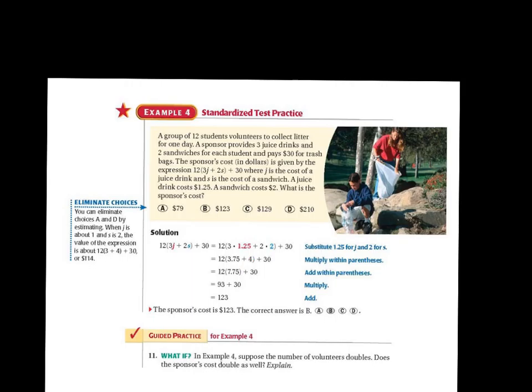Okay, so we still need to do our parentheses first, so our 3.75 plus 4, that's 7.75, and then we can multiply our 12 times 7.75, because multiplication comes before addition. Okay, so they're saving us the steps here. So 12 times 7.75, that's 93, plus our 30 gives us $123. So we can go back in, we can see that 123, that was option B, and you can see they've shown you the right answer here.